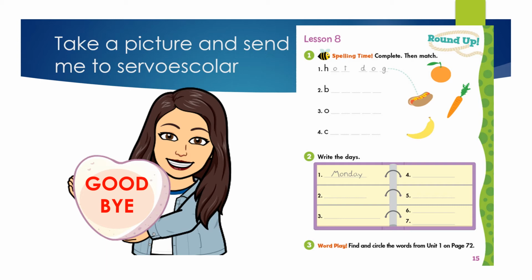If you see on exercise 1, we have different fruit and food. We have a hot dog, we have banana, we have orange and carrot. You have to write the names of each fruit and match to the picture. Then, in exercise 2, you have to write the days of the week.